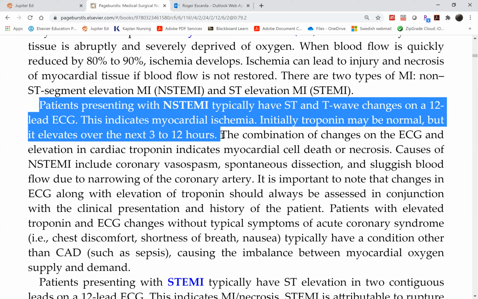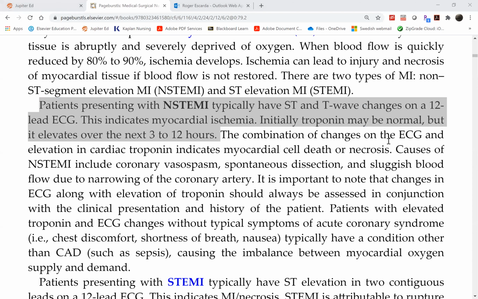Patients presenting with NSTEMI typically have ST and T wave changes on a 12 lead ECG. This indicates myocardial ischemia. Initially, troponin may be normal, but it elevates over the next 3 to 12 hours.